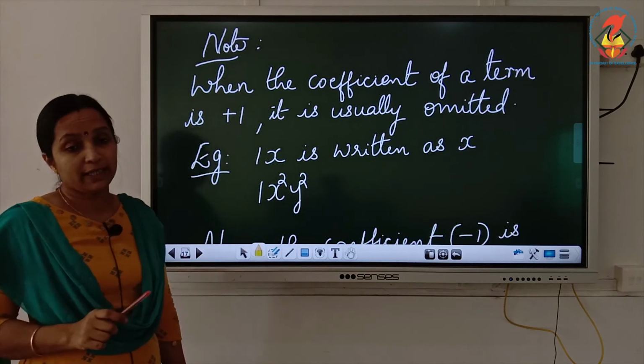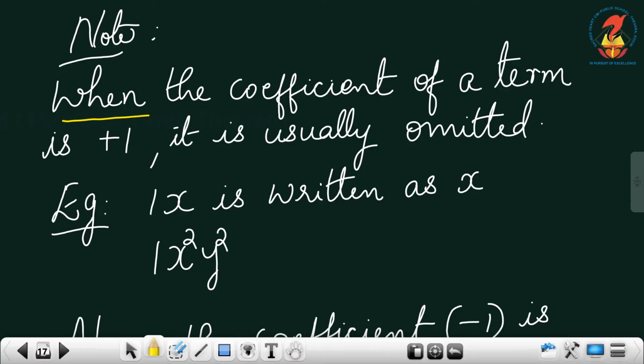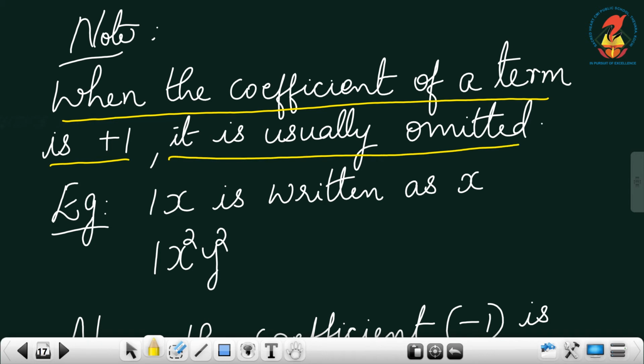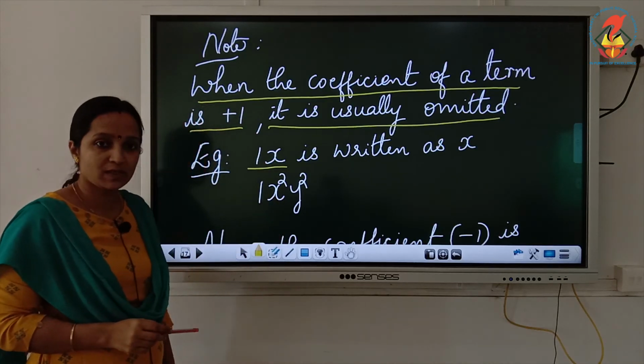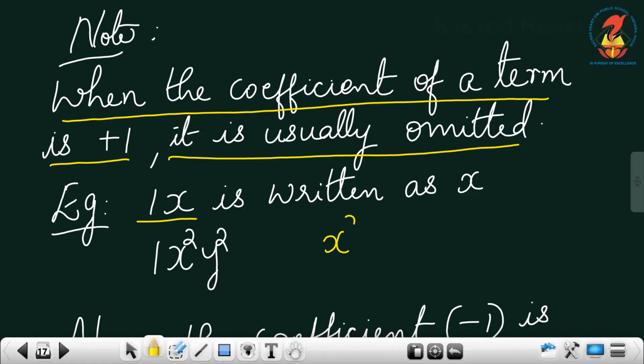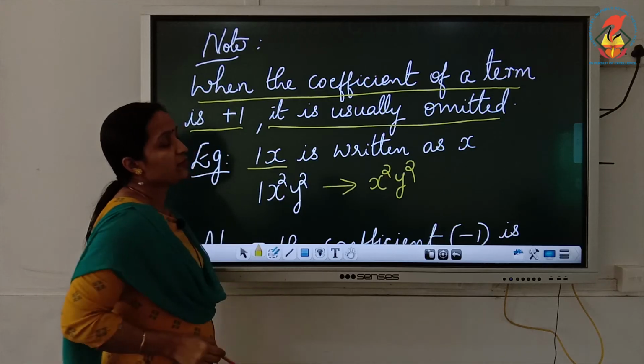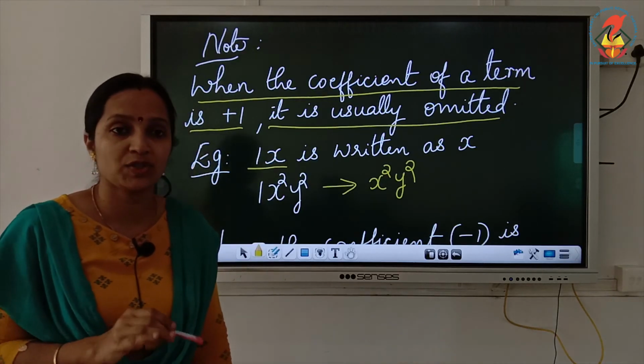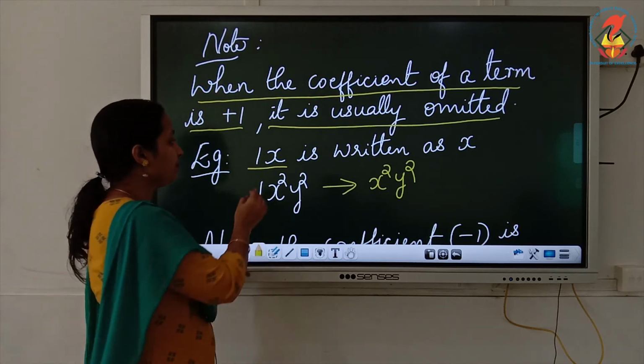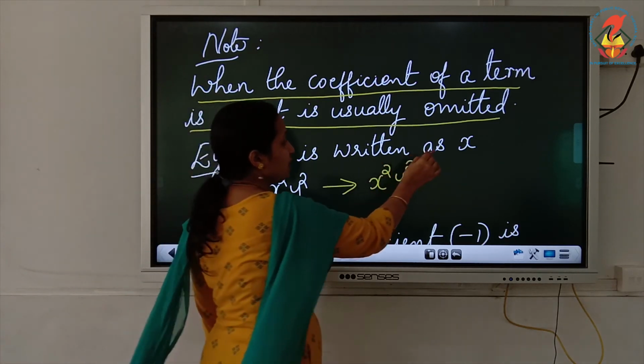Now the important thing is, when the coefficient of a term is plus 1, usually we will omit that. That means 1x is always written as x itself. In the same way, 1x square y square is written as x square y square. So if the coefficient of a term is 1, it is usually omitted. We will not write that; simply we will write x. That means the coefficient is 1.